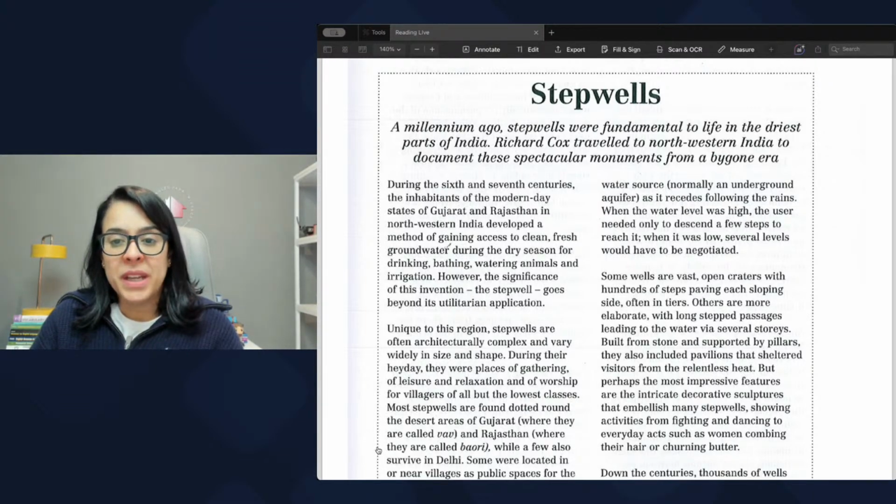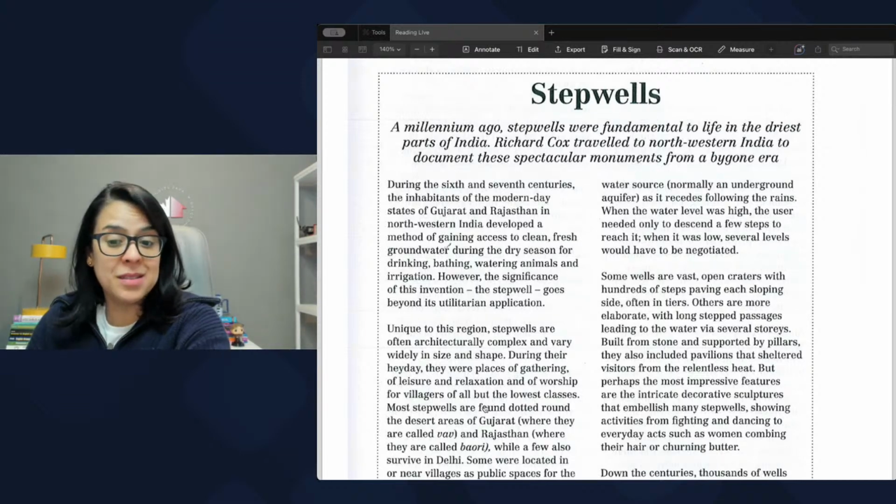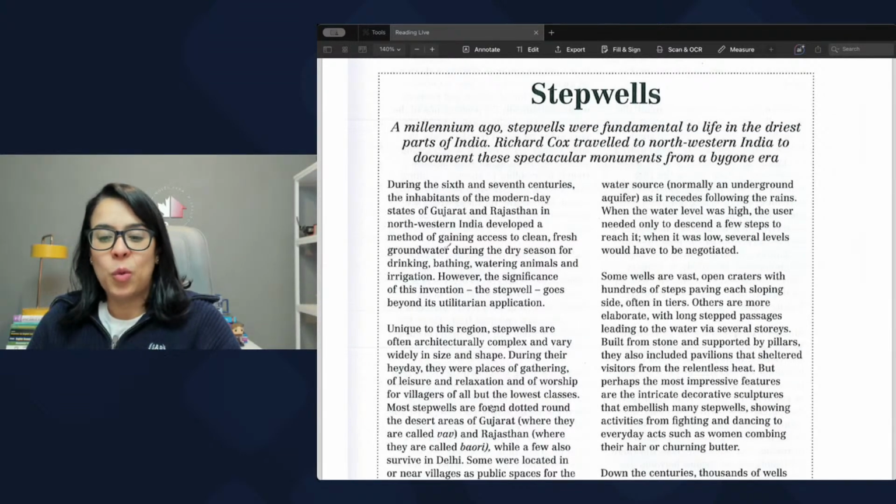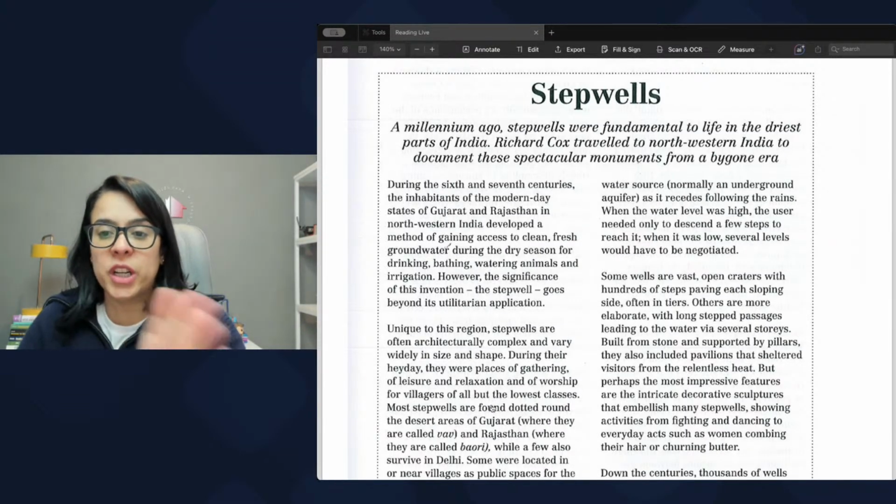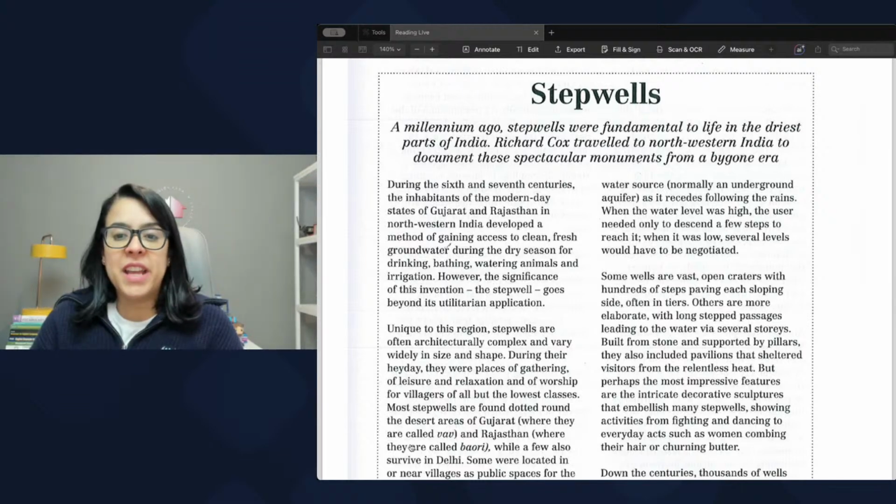So we know that stepwells are monuments. We don't know exactly what kind of monuments they are, but we're going to understand that later, as I've already told you.